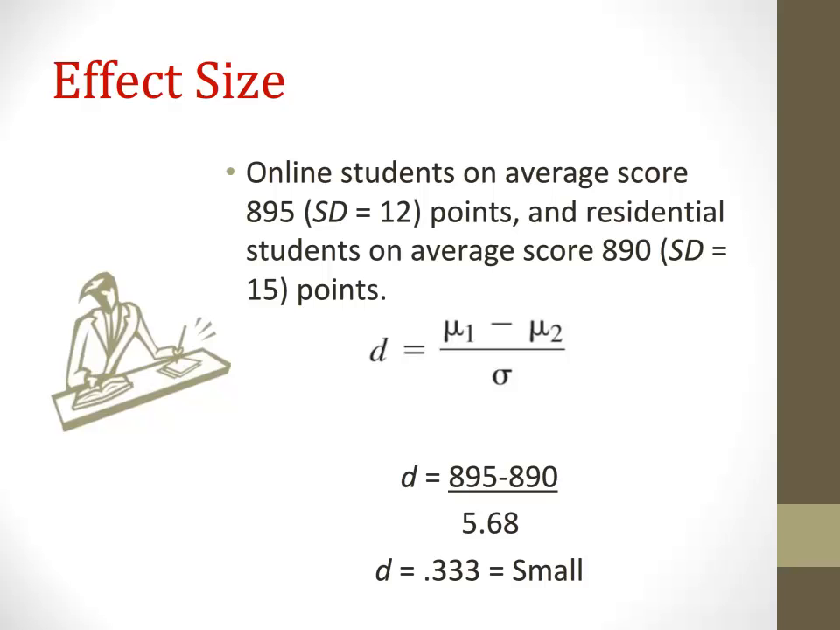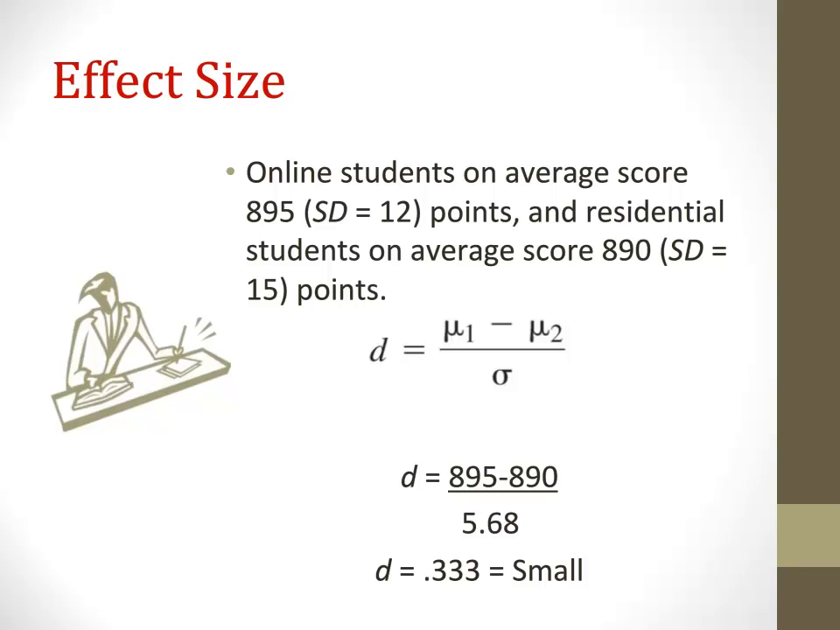Now, using the formula for Cohen's d, let's calculate the effect size for the second example, where the researcher looked at online students' course grades versus residential students' course grades. And let's see, is the difference between the course grades large enough to be of practical importance, of practical significance?